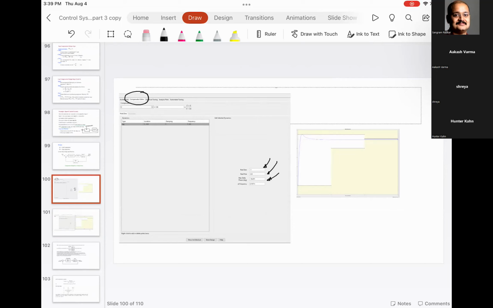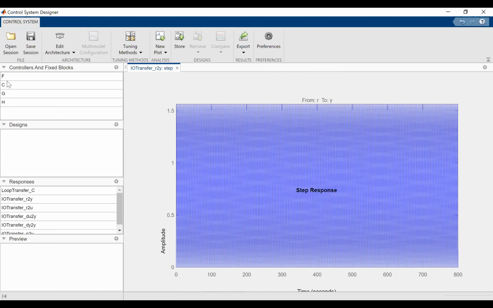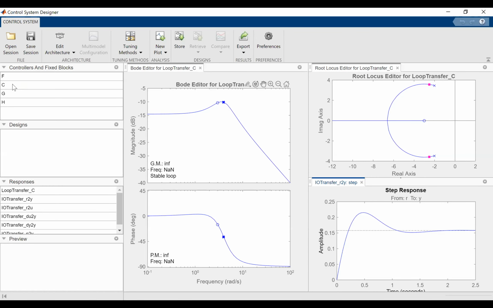The same toolbox, the CISO tool, you can use. I will share my screen. Control system. Okay. And then what you can do is double click on compensator.